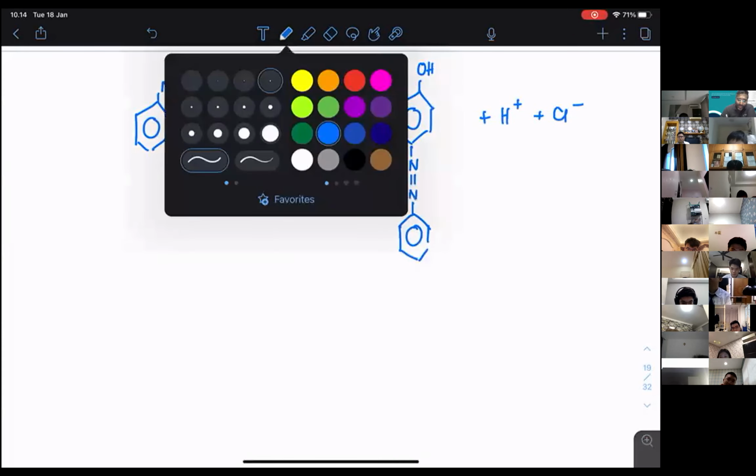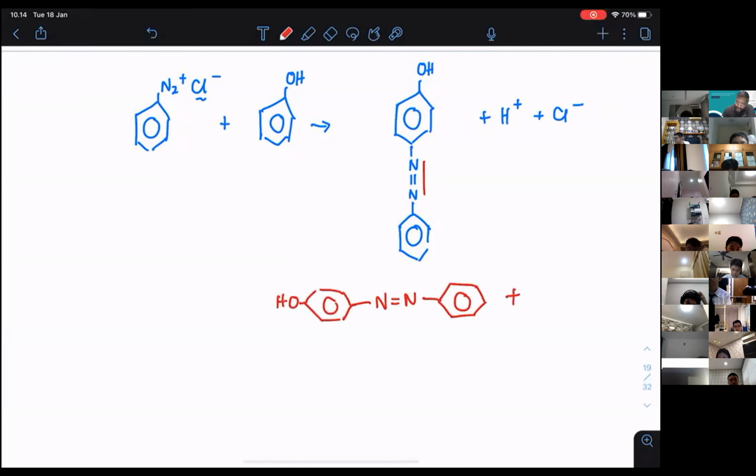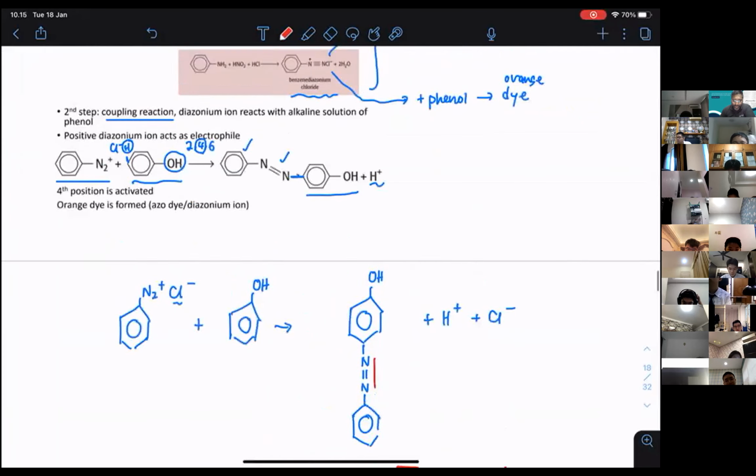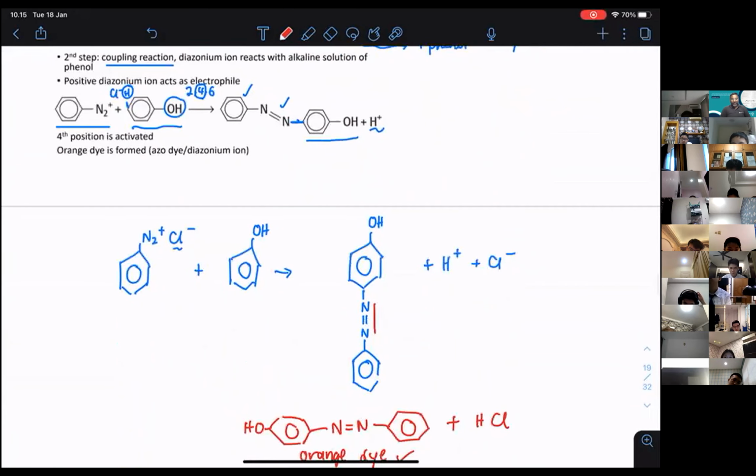If I want to rewrite this properly, I can put, for example, N and N over here. Then you will have a benzene molecule here and another benzene molecule with the OH over here. And then I put HCl. I think this is the best way that I can show you. And this is what we call the orange dye, the orange dye that we need to prepare from the diazotization reaction.